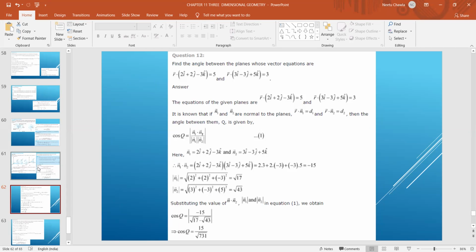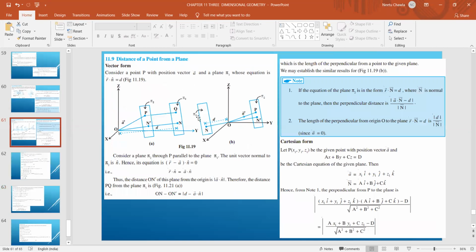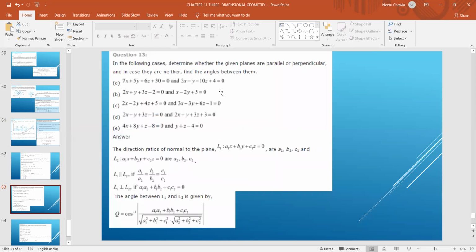Now moving to the next topic, distance of a point from a plane. Question number 13, you can see. In the following cases, determine whether the given planes are parallel or perpendicular, and in case they are neither, find the angle between them. So first you have to check their perpendicularity, or if they are parallel. See this.